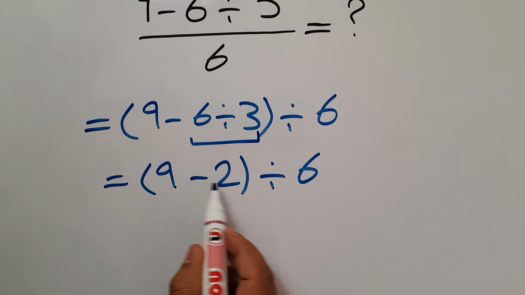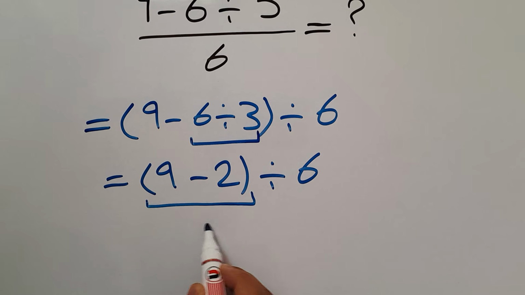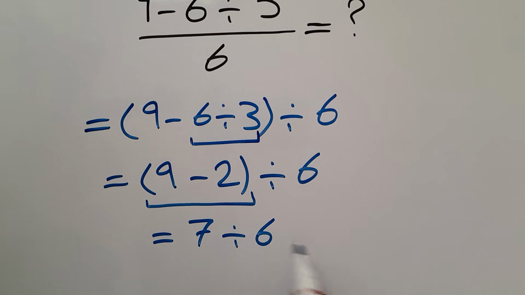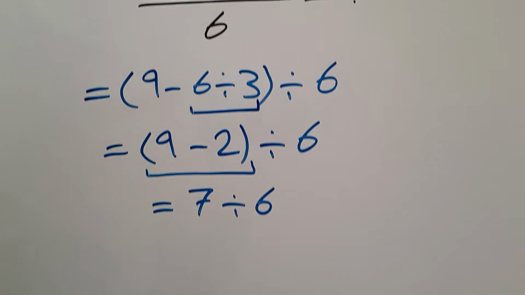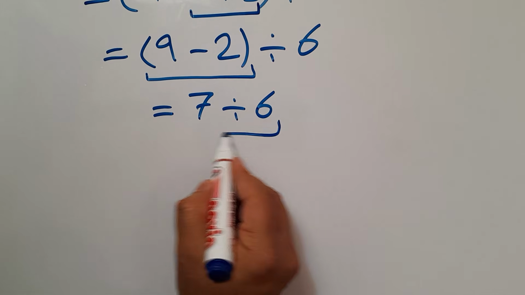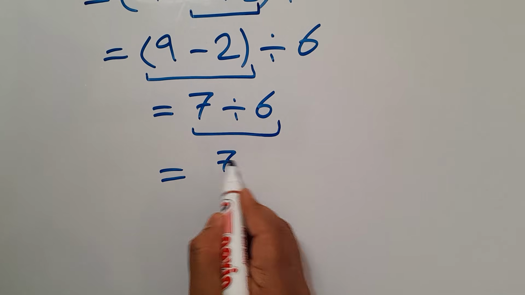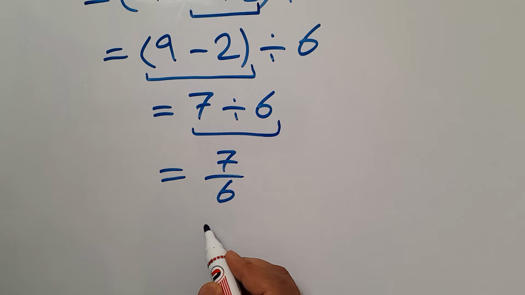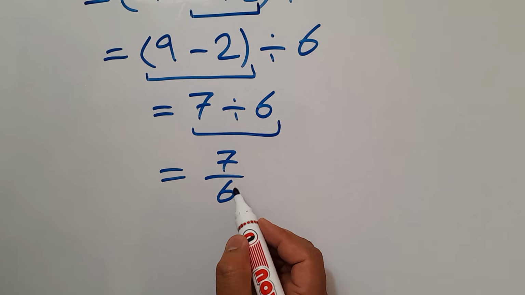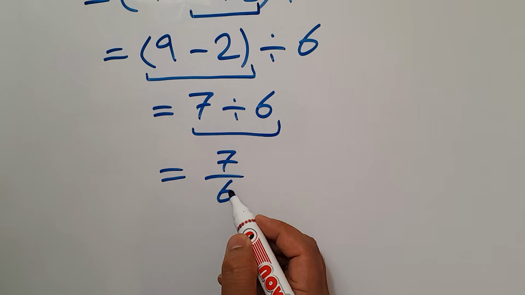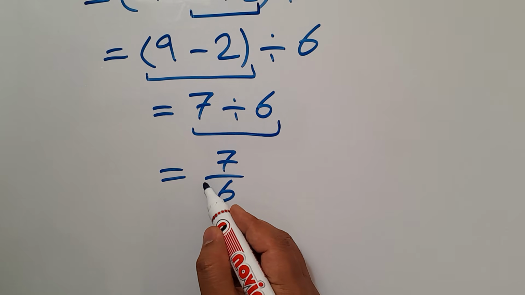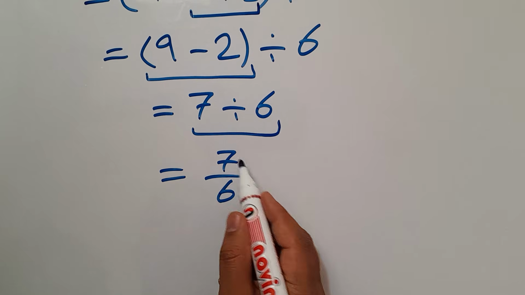Now 9 minus 2 gives us 7. So we have 7 divided by 6. Okay, we can write 7 over 6. And now we can convert this improper fraction to a mixed number.